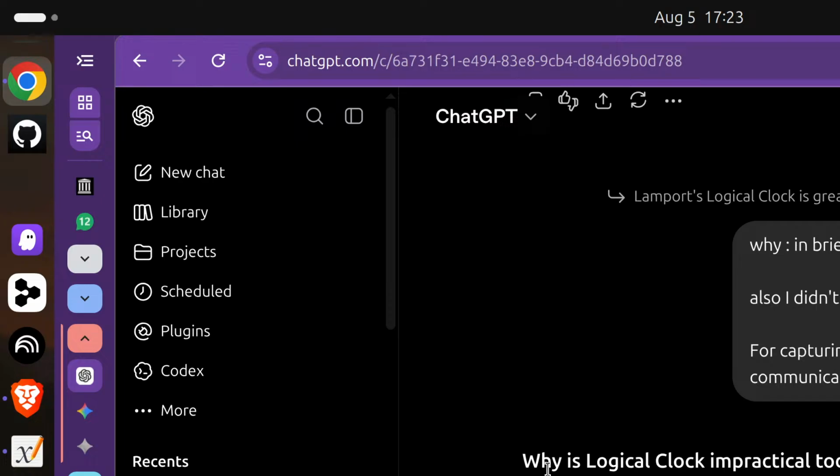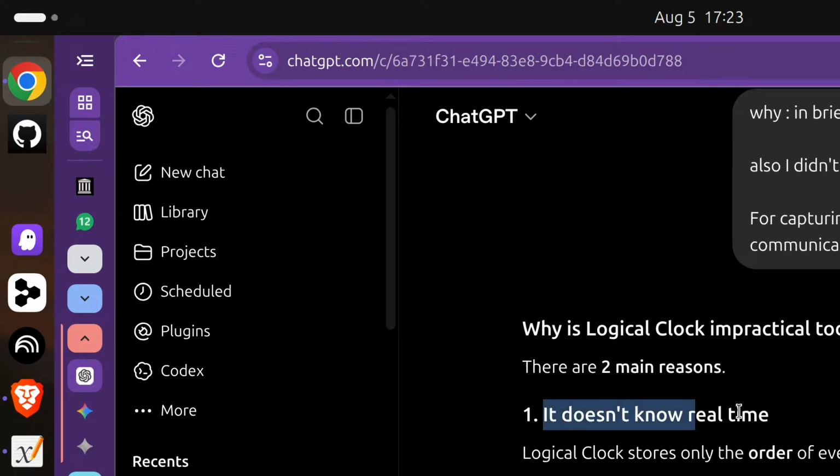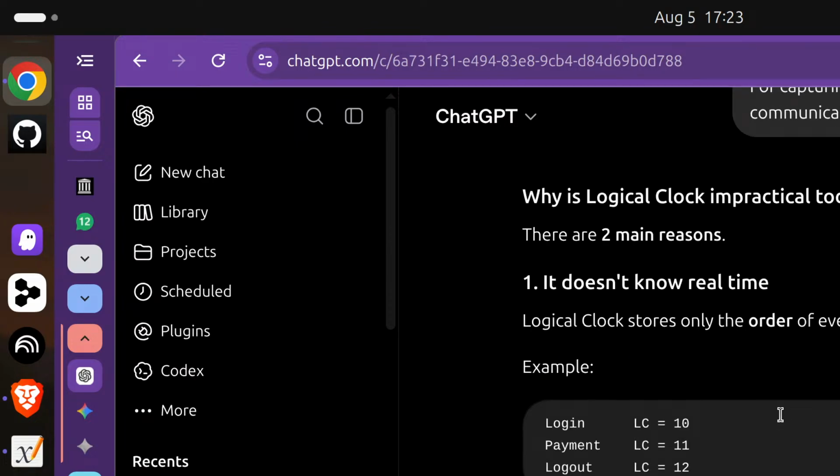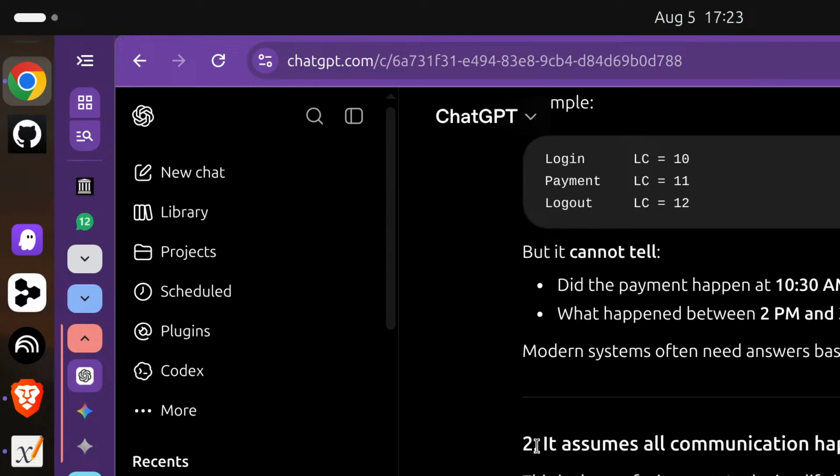Why is the logical clock particular today? There are two reasons. It does not know real time. It's correct, I do understand that. It assumes all communication happens within the system. This is the confusing part. Let's simplify it.